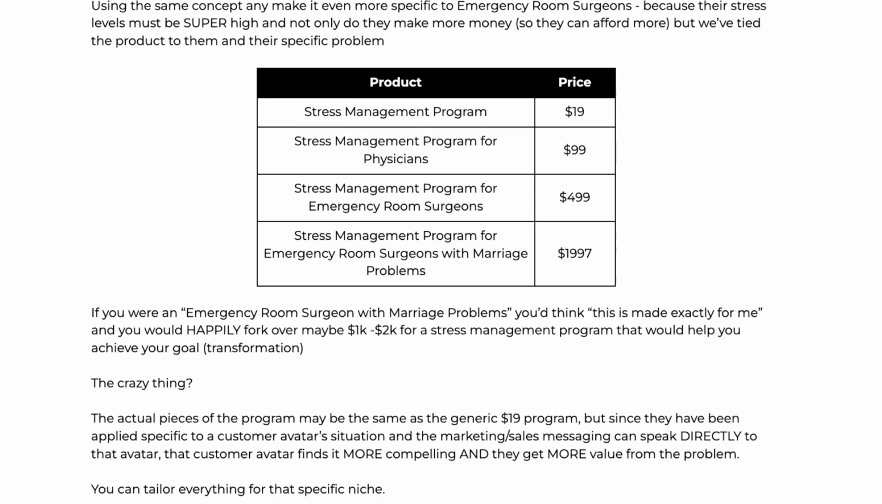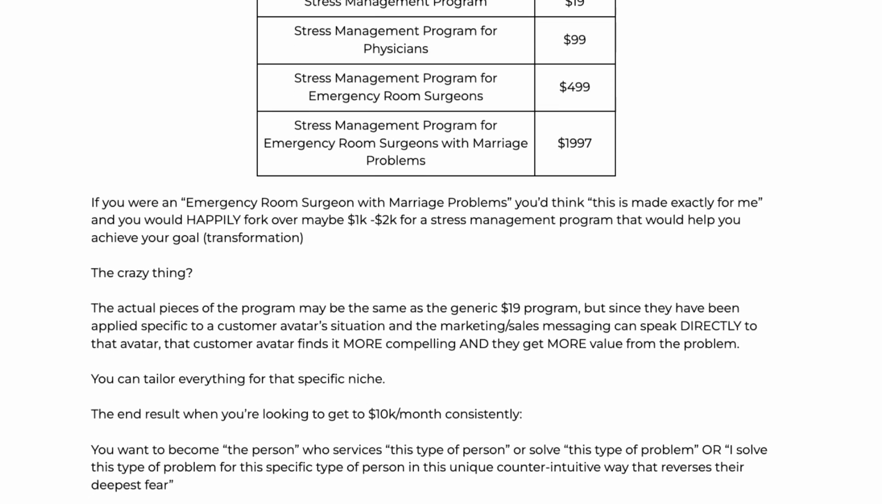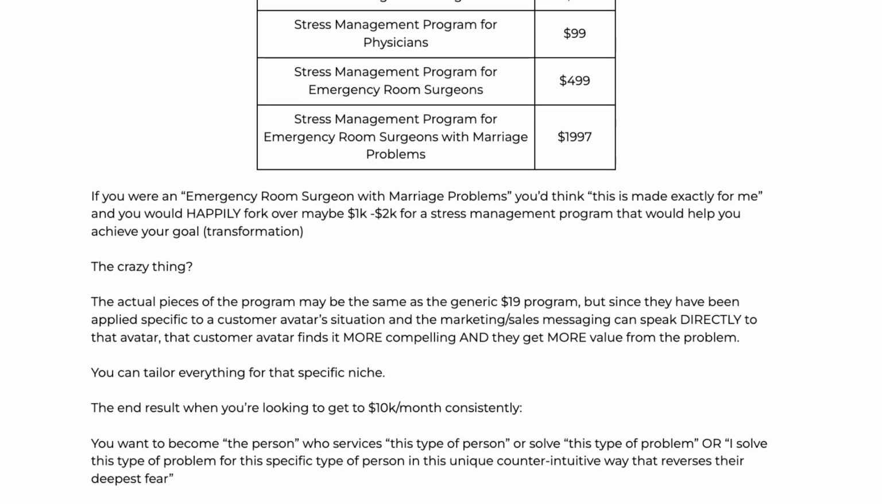And the crazy thing about this entire process of niching, of market selection, is that the actual pieces of the program that you had may not actually be any different than the generic $19 program. But because it was applied to a specific customer avatar situation, because the marketing and the sales messages were speaking directly to that specific avatar, a stress management program for emergency room surgeons with marriage problems, right? All of a sudden, the customer avatar finds it so much more compelling, and they're able to get more value from the actual solution of the problem. We can actually tailor everything to that specific niche.